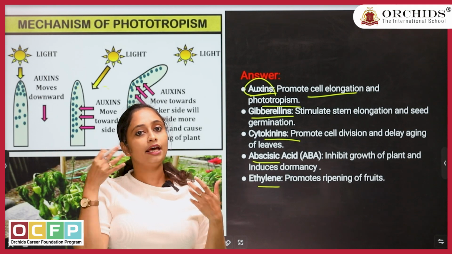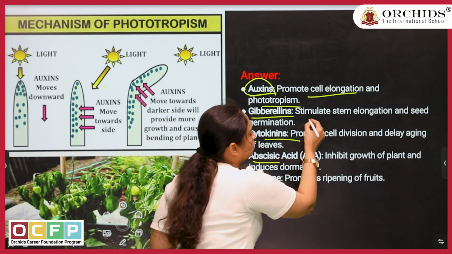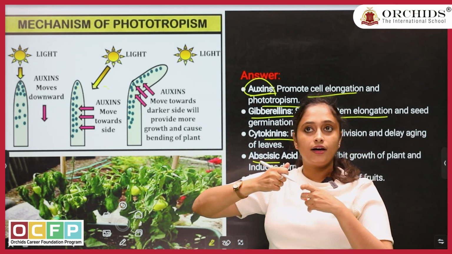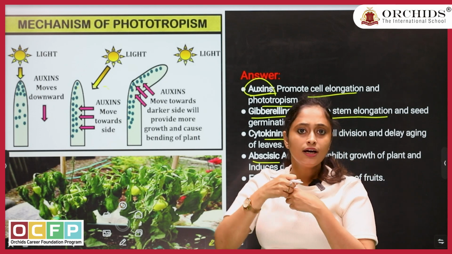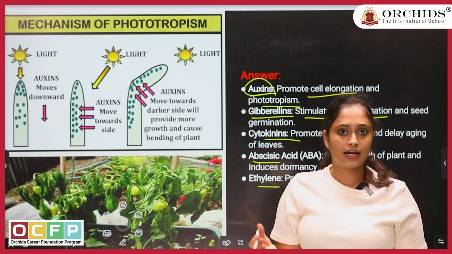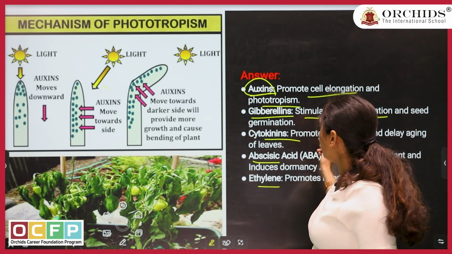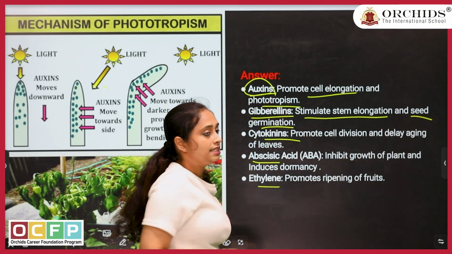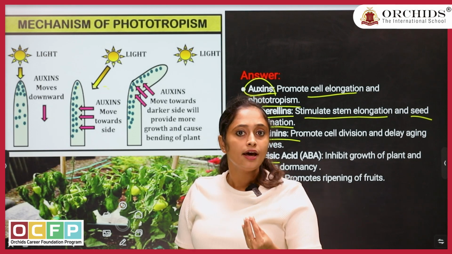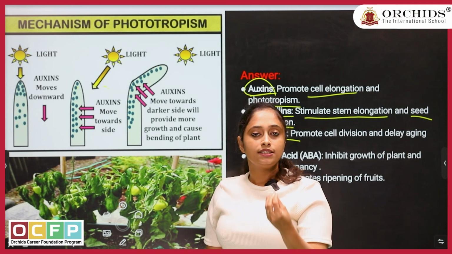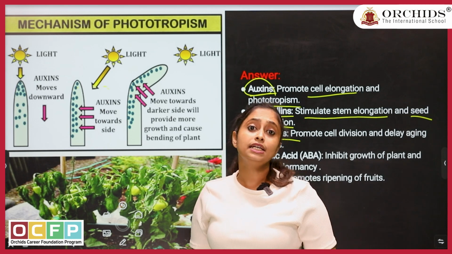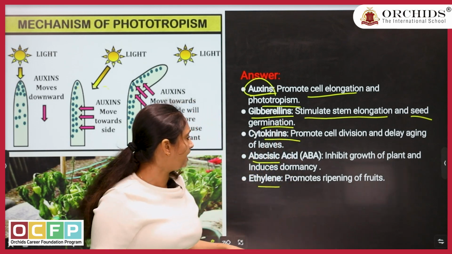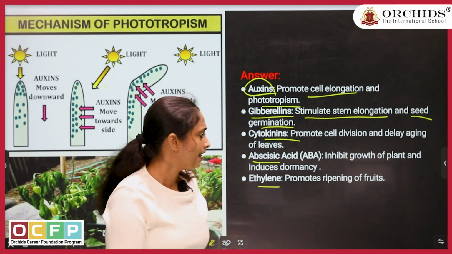Gibberellin's function is also related to the stem. It stimulates stem elongation. When the stem elongates, the height of the plant increases, right? So it helps in elongating the stem, and also in seed germination. Seed germination means the new plant comes out from the seed. That process of the seedling coming out from the seed is known as seed germination. For these two processes, stem elongation and seed germination, the responsible hormone is gibberellin.